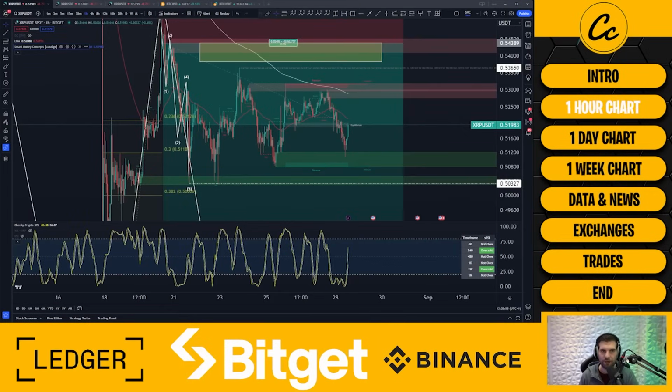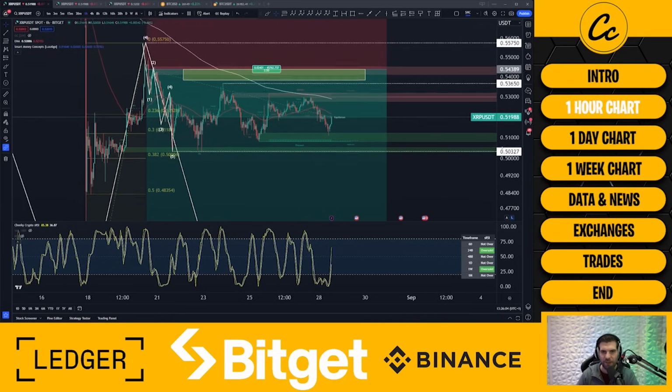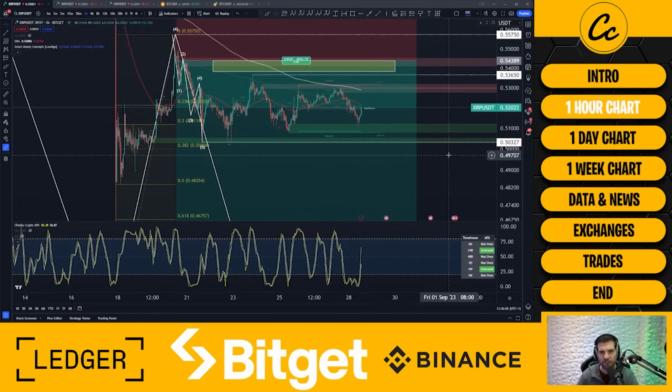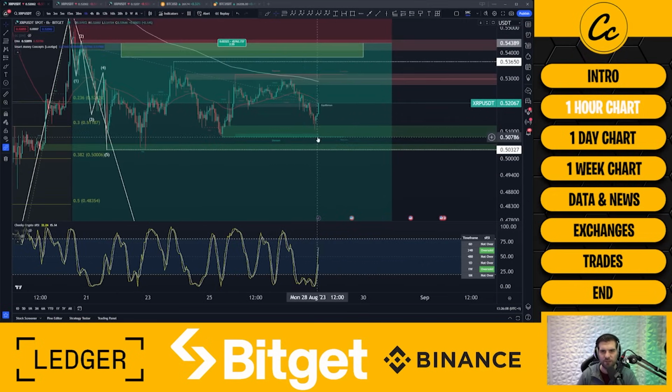Let's start things off by taking a look at that 1 hour time frame. So here we have XRP paired up with USDT. We're using the Bitget spot exchange. And yeah, we're still quite well within our ranging market from yesterday's video. Not much has really changed. We saw slippage to the downside after really coming back towards that 200 EMA, and we're just pulling back towards the 50 EMA at the point of recording.